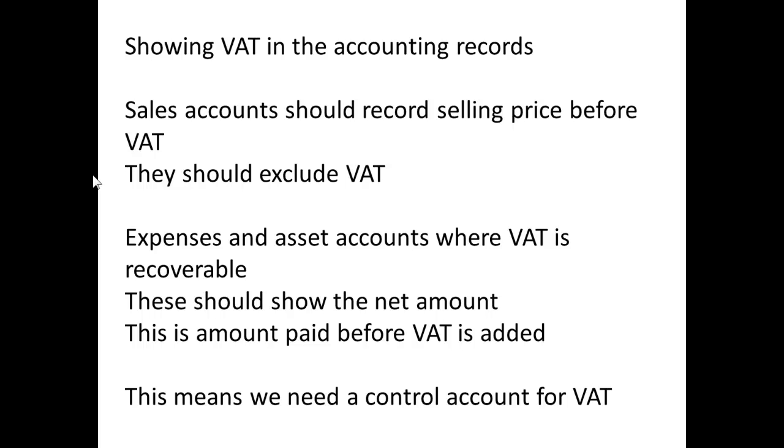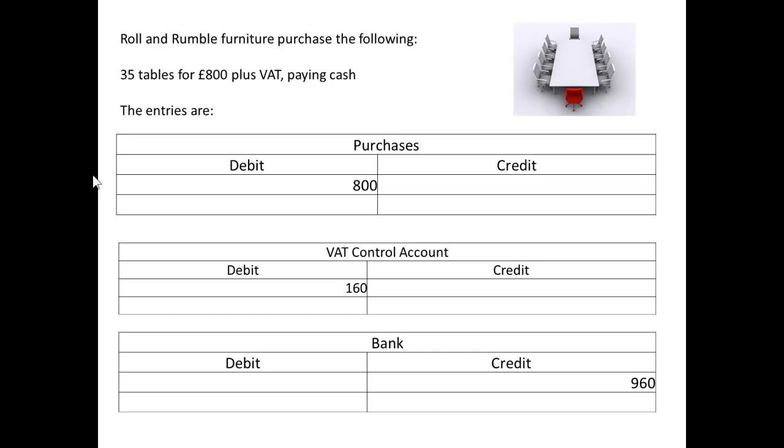So, to show VAT in the accounting records, there are some standard procedures. Sales accounts have to record the selling price before VAT, in other words they exclude VAT, and expenses and assets accounts where VAT is recoverable also show a net amount, that's the amount before VAT is added. And that means that you need another account for VAT, and it's a control account. We have a nice simple example here.